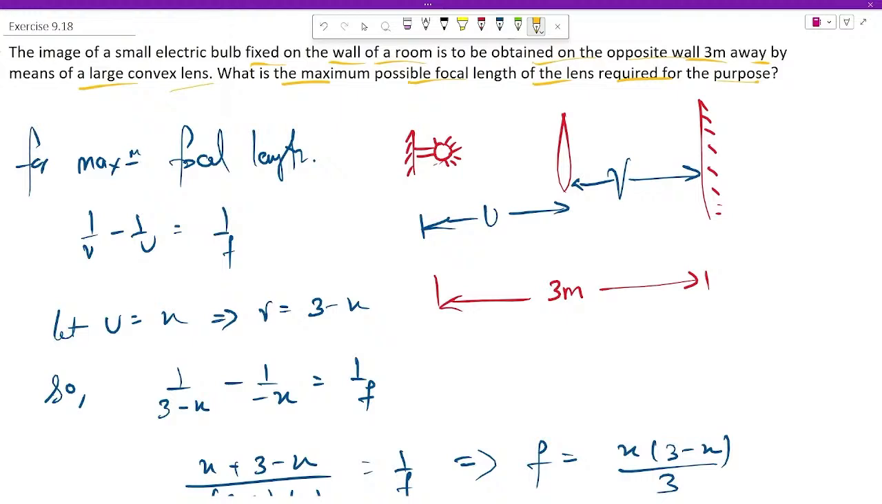Now, in this diagram, we see there is an electric bulb on a wall and there is a convex lens which will be used to cast an image of this bulb on that screen or the wall. And the distance between this wall that is carrying the bulb and the screen is 3 meters. Now this distance is fixed. We have to find out what would be the maximum focal length for which we can cast the image on that screen. So here we will use the lens equation. So for maximum focal length, we will solve for f maximum.